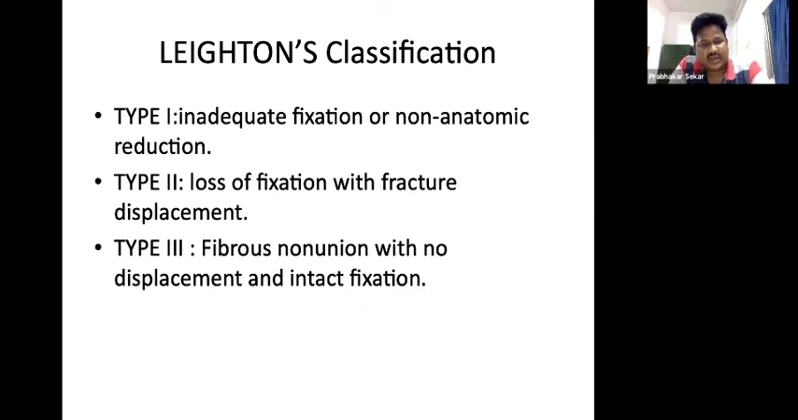Then the other classification is Leighton's classification. Here, type 1 is inadequate fixation or non-anatomical reduction. Type 2 is loss of fixation with fracture displacement. And type 3 is fibrous non-union with no displacement based on the fixation.